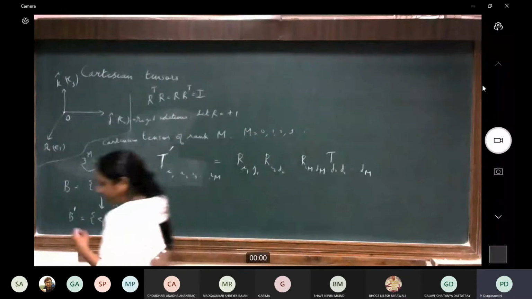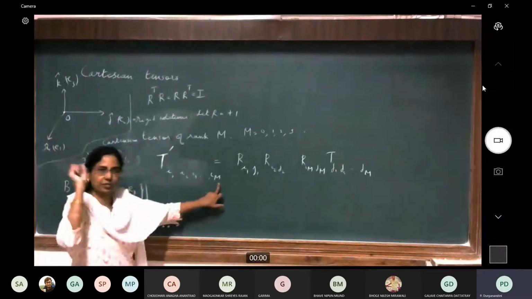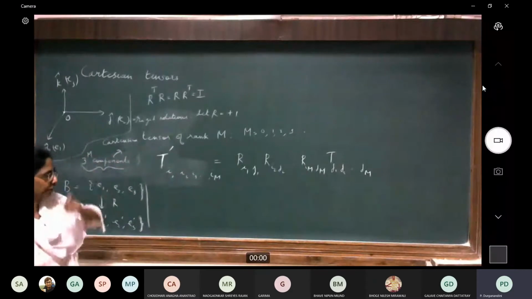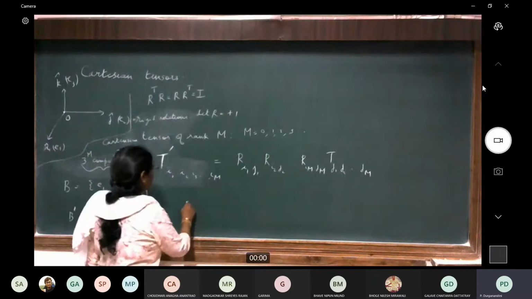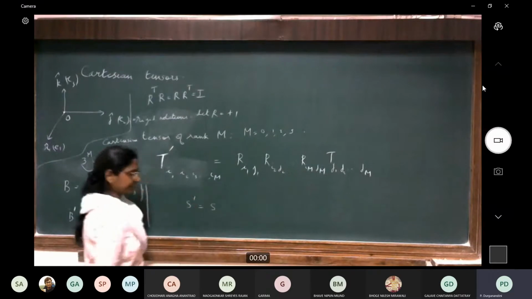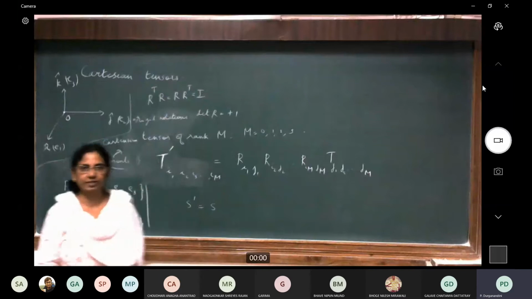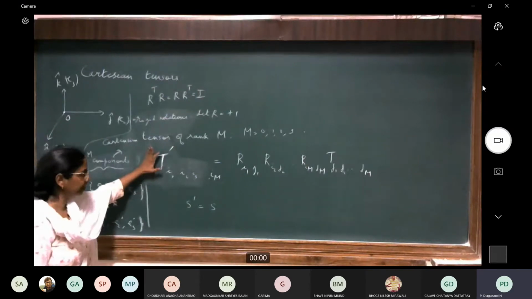So I can get a tensor of rank 0, which essentially means that there is no subscript here. So it's just one quantity, because 3 to the power of n will be simply 3 to the power of 0, so it's only one quantity. And I have nothing here. So in that case, I'm simply going to get S prime equal to S. And that is something which we normally know as a scalar. So a tensor of rank 0 will correspond to our usual scalars.